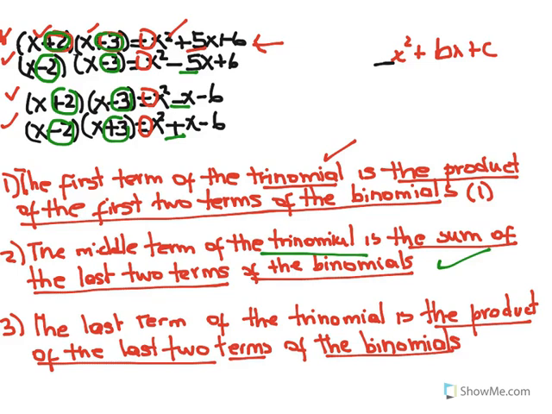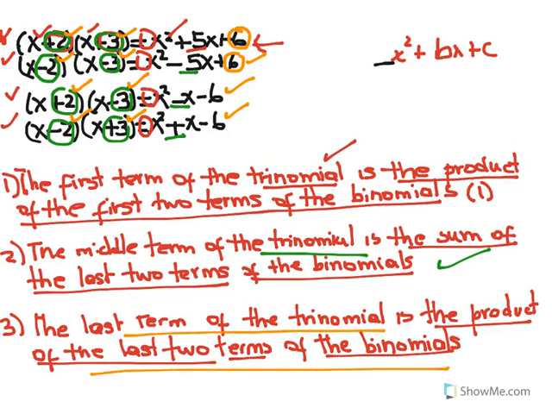What about the last term? How do we get to this 6 right here? Well, this 6 seems to be the product: 2 times 3 is 6. Negative 2 times negative 3 is 6. Positive 2 times negative 3 is negative 6. Negative 2 times positive 3 is negative 6. So the last term of the trinomial is the product of the last two terms of the binomials.